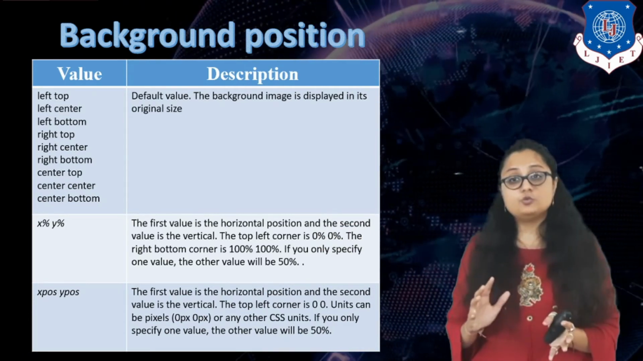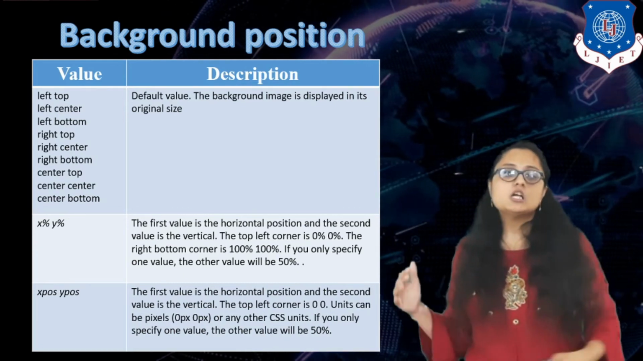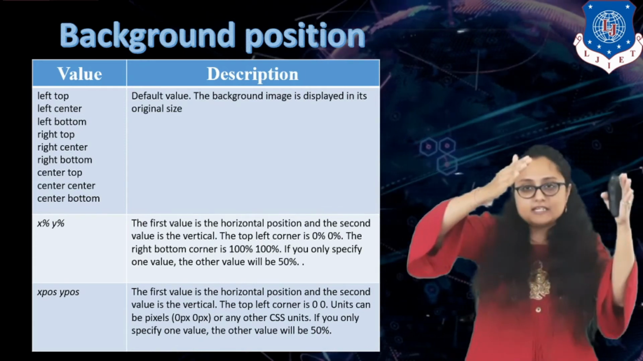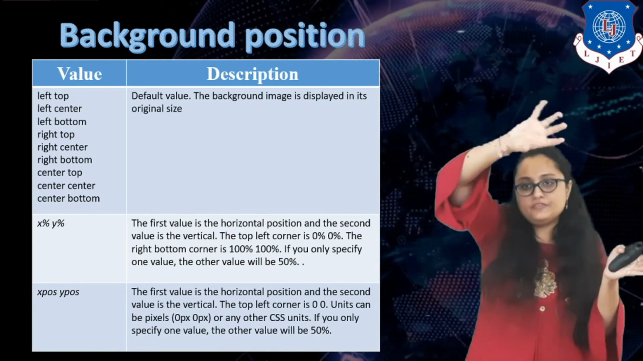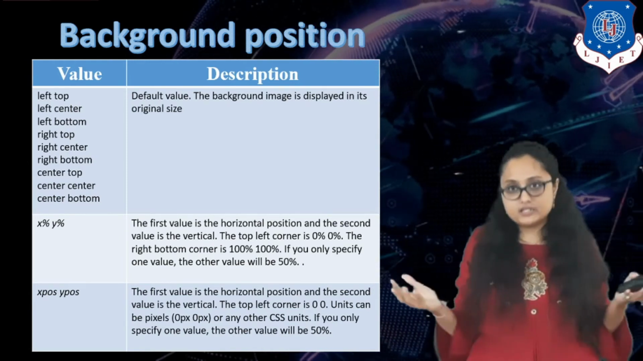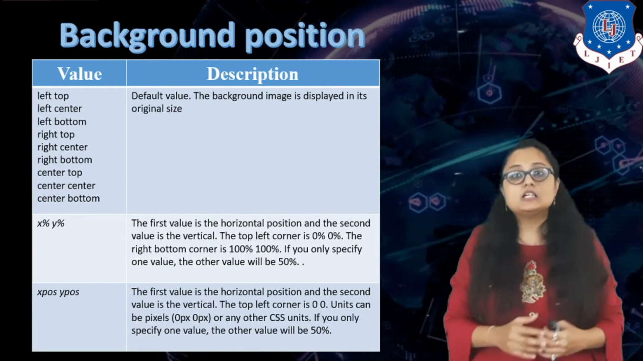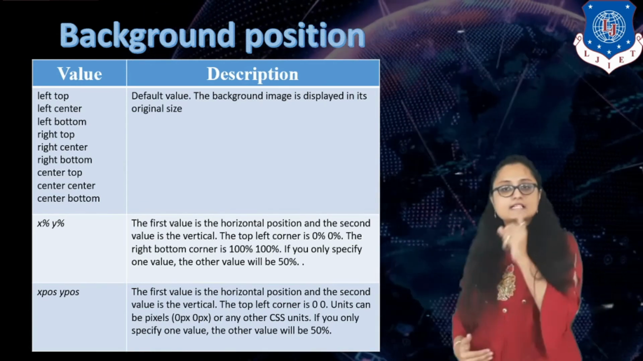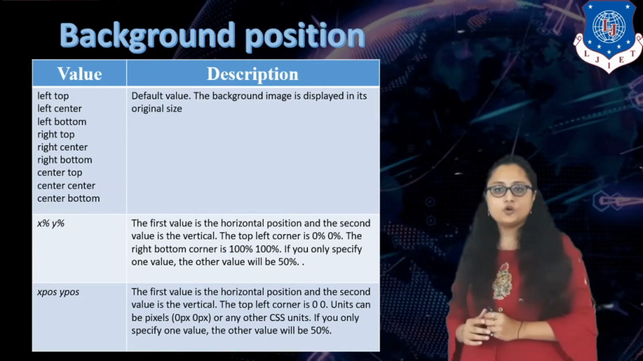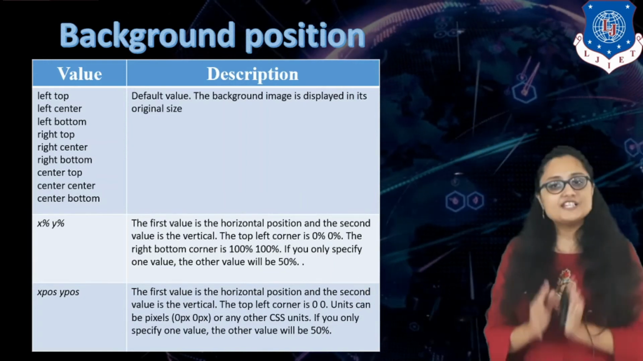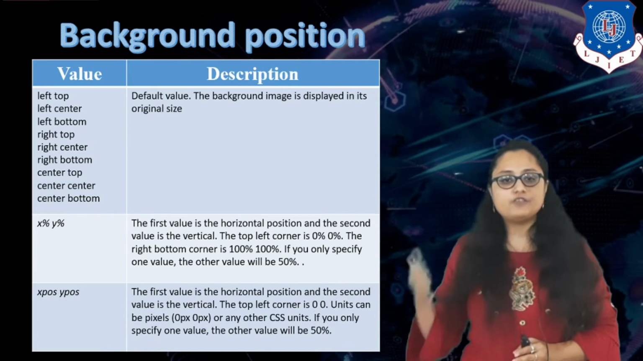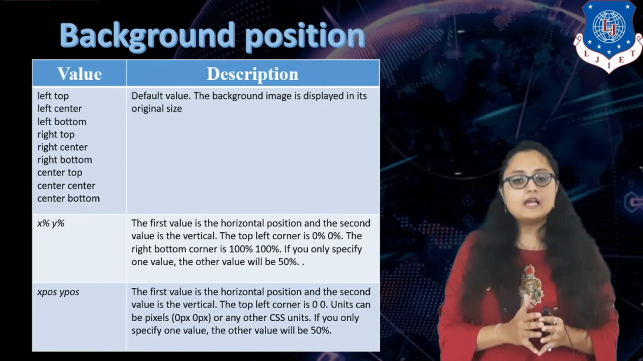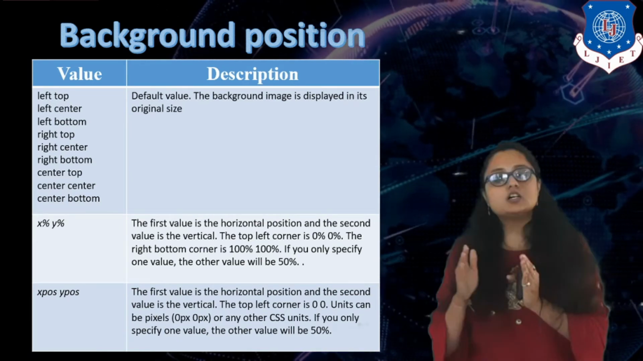But what if you still want to customize it? Because it is a possibility that you don't want it exactly at the top left, but instead you want it somewhere in between the top left and center left, right? So is there any way in which you can specify the customized position of your image? Yes, there are two different ways in which you can customize the background position of your background image. The first is by specifying the percentage X%, Y%. Now X% is the left side value, the horizontal value, and Y is the vertical value.